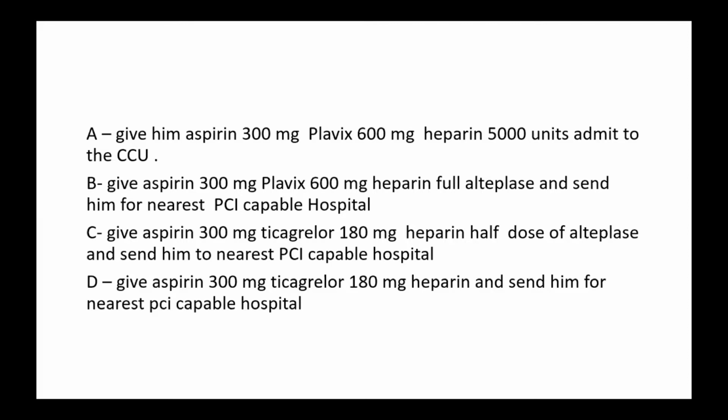Well, okay, option C by exclusion is out. I would like you to give me each option, whether it is right or wrong. So if you said the first one, you will give him aspirin, Plavix, heparin, and you admit him to the CCU, I mean the same hospital CCU. Is this right or not? Do you do that? No, it's wrong.